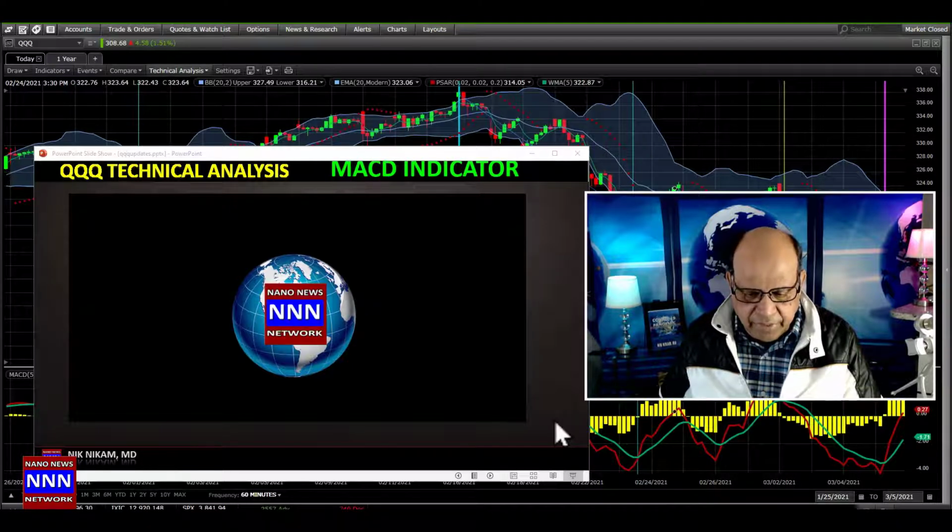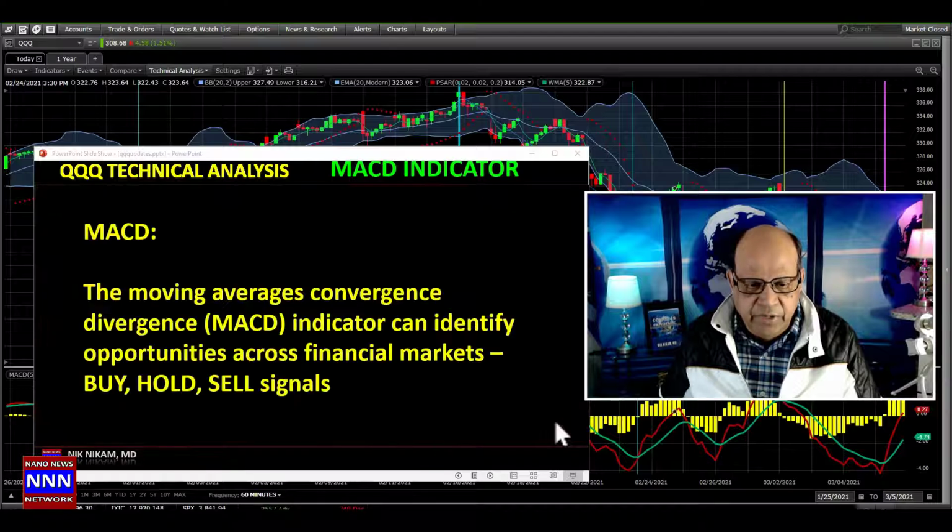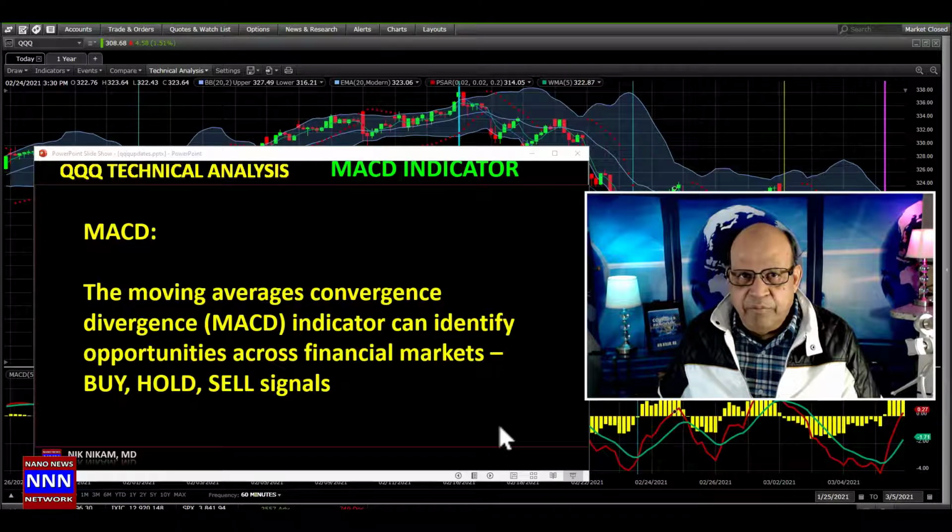I am NIK NIKAM. In this presentation, we are going to look at the MACD technical indicator or analysis for stocks and bonds. MACD simply refers to the moving average convergence divergence indicator. It can help us identify opportunities across financial markets, be it stocks, bonds, options, futures, you name it. It will help us to identify buy opportunities, hold opportunities, and sell signals.